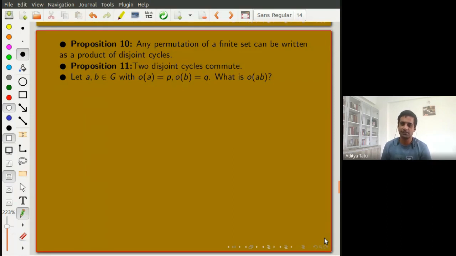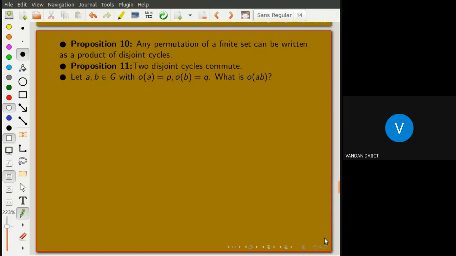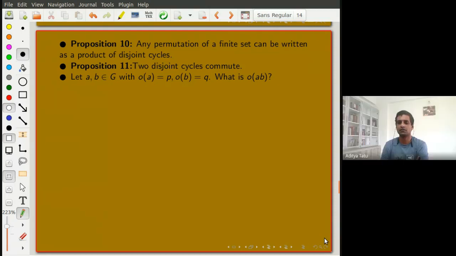Can you answer this? So LCM of A, comma B, or LCM of order of A, comma order of B. Can you prove that? Yes, sir. How? So (AB) to the power K, what will this be equal to?